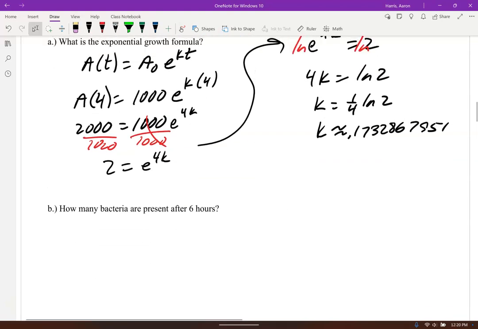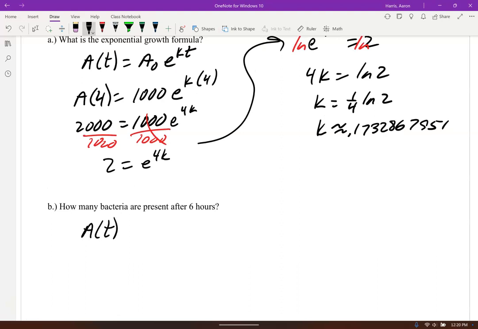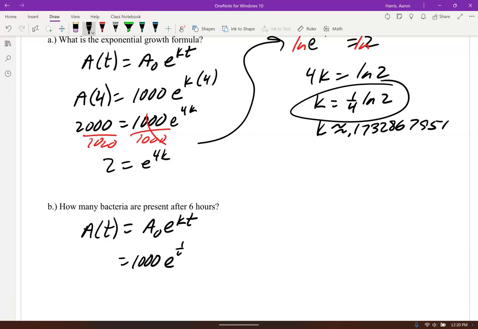All right, how many bacteria are present after 6 hours? Well, let's go ahead and write this now that we know our growth factor. We started with 1,000. Our k is 1/4 ln of 2, and we're trying to find how many are present after 6 hours. So let's plug 6 in for t, so times 6. So we've got 1,000 e to the, and I'll go ahead and punch that all in. You can also write that as the 6 can be multiplied by the 1/4 in front. So 6/4 or 3/2 ln of 2. Another way to write that. And let's punch that into our decimals.